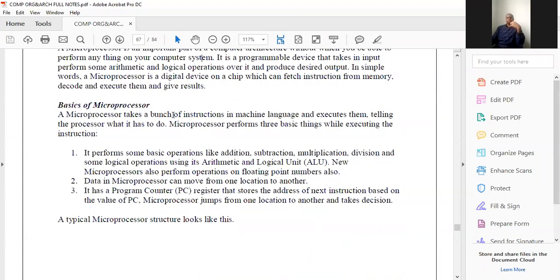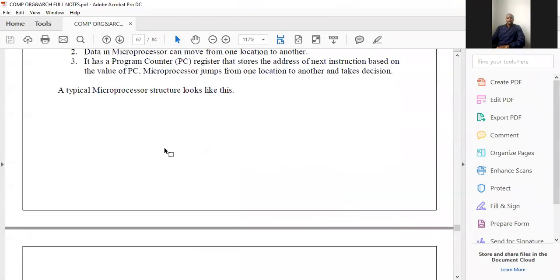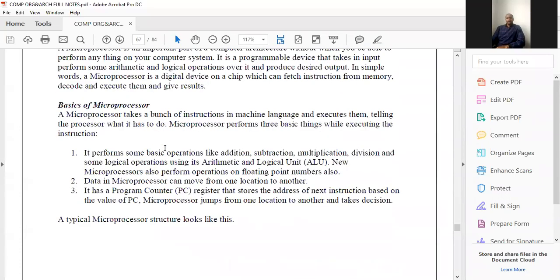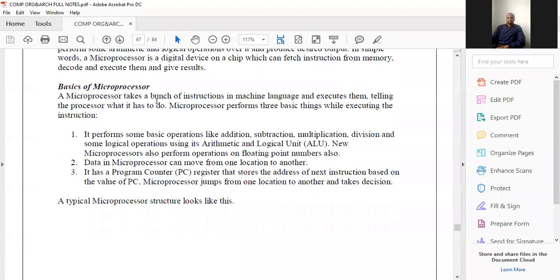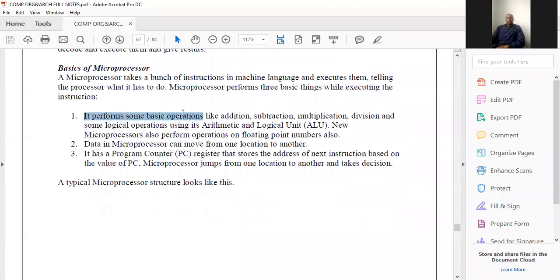Are we together? Now, what are the functions of a microprocessor? What are some of the basic functions of a microprocessor? And then I can now give you probably an outlook of how the microprocessor looks, okay? What are the functions? Number one, it basically does arithmetic and logic operations. And it does this inside its unit called the arithmetic and logic unit.